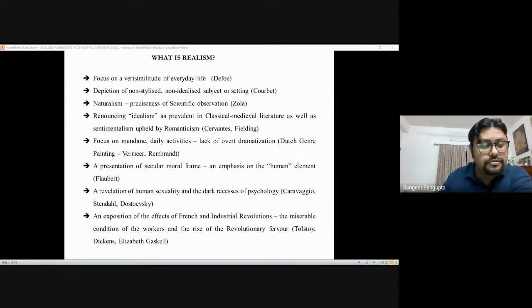an emphasis on the human element, a revelation of human sexuality and the dark recesses of psychology, for example, in the Dostoevsky and Tolstoy masterpieces, an exposition of the effects of the Industrial Revolution, the miserable condition of the workers, and the rise of the revolutionary fervor. So, with a constellation of such overlapping markers of realism, it is important for us to specify what we mean when we demarcate Flaubert's or Dostoevsky's novels as realist.